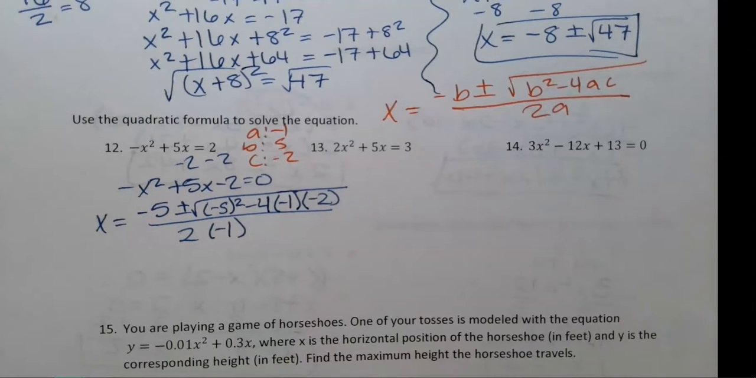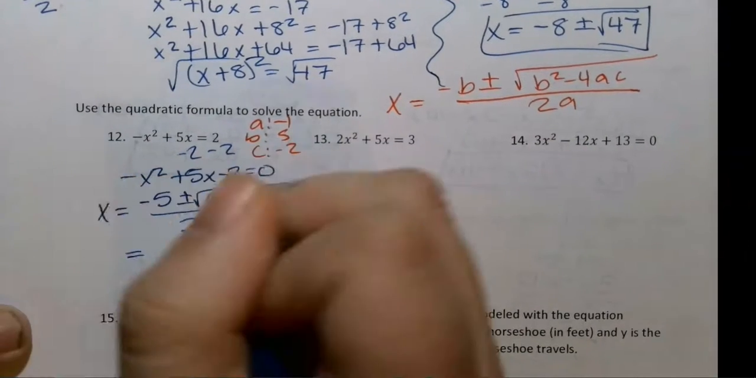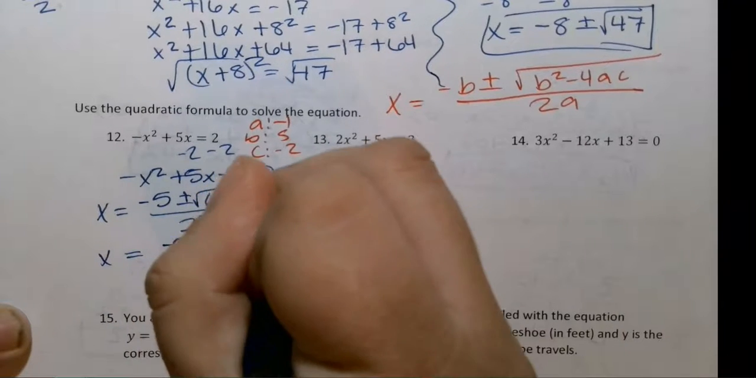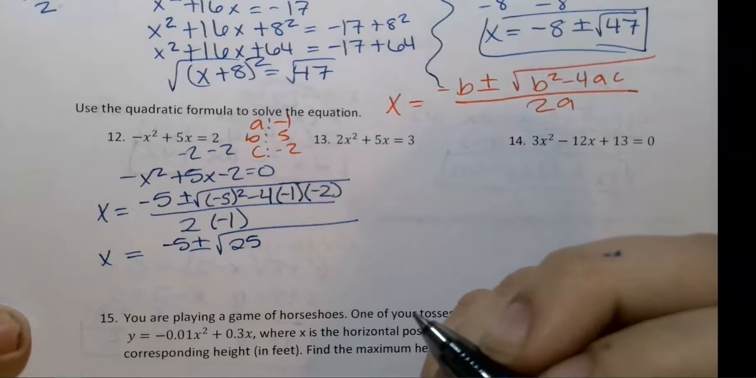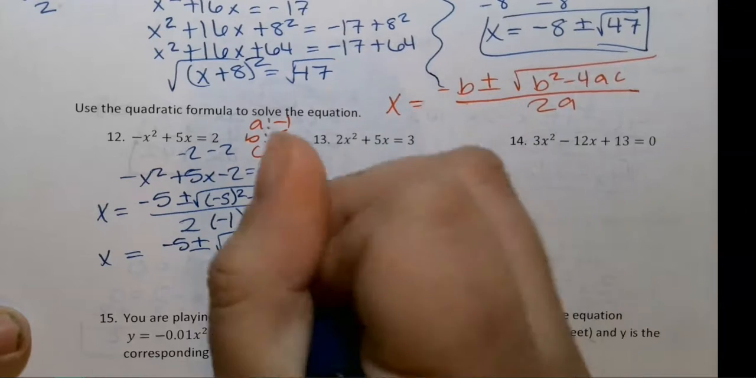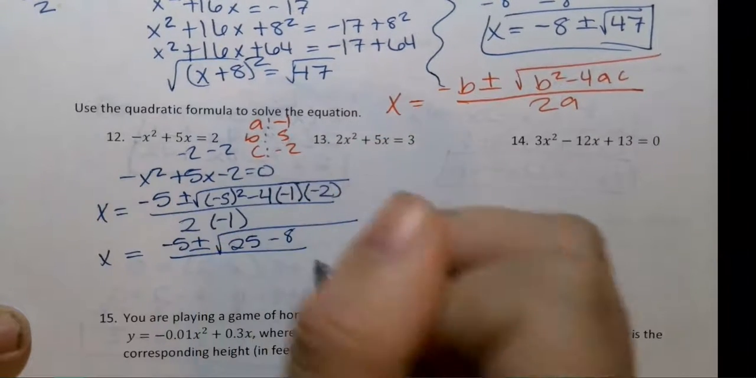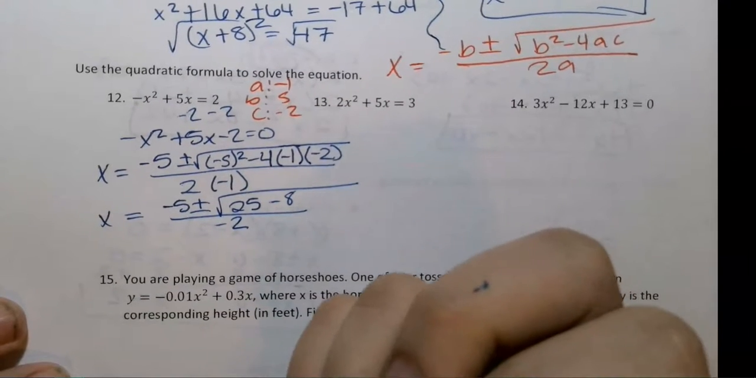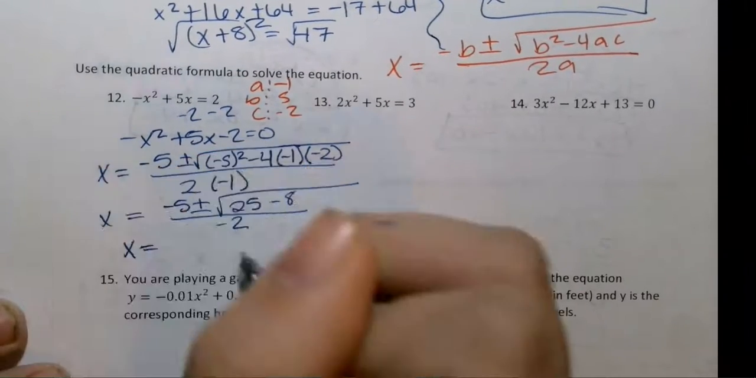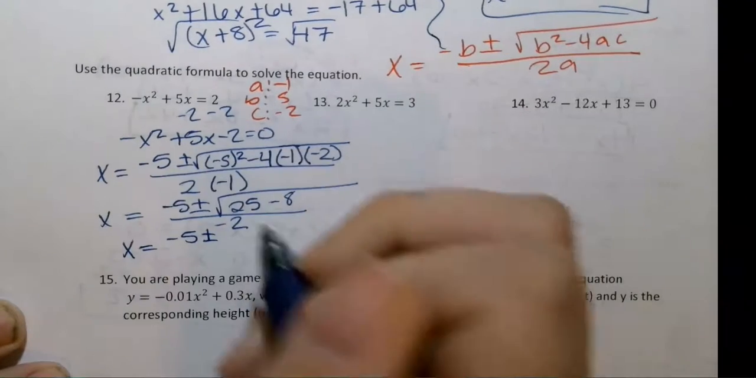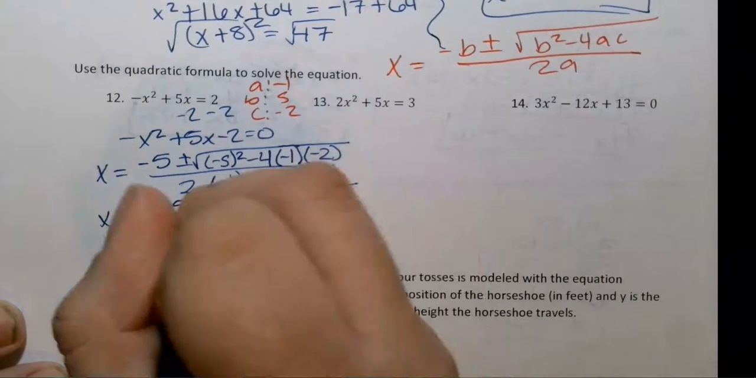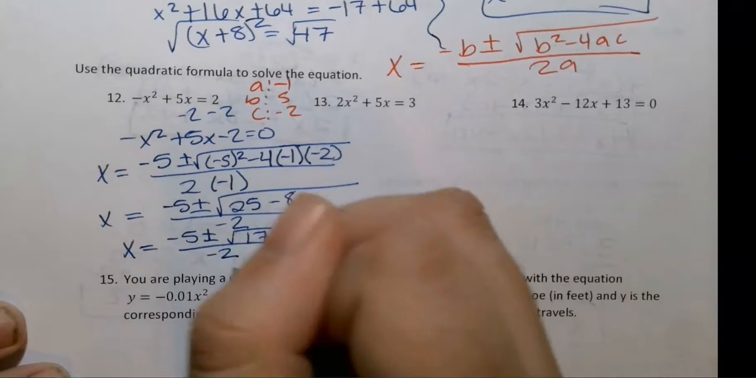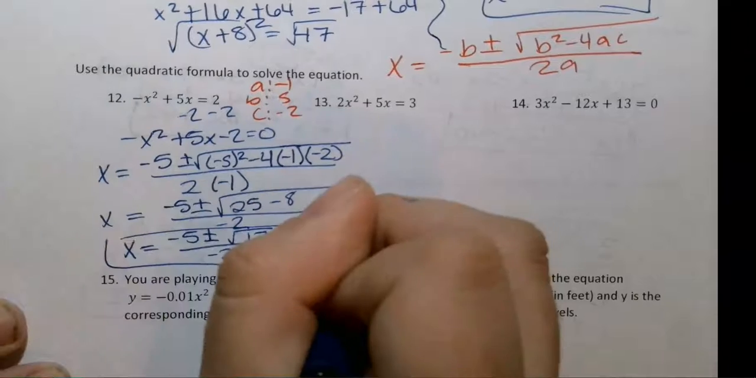Okay. Then I want to go ahead and simplify. So I have negative 5 still out front. Then negative 5 squared is going to turn into 25. Negative 4 times negative 1 is positive 4, times negative 2 is negative 8. 2 times negative 1 is negative 2. Again, I'm sorry for not giving us enough room. I'm going to get x equals negative 5 plus or minus 25 minus 8 is 17. And then negative 2 still on the bottom. I can't simplify 17, and 5 and 2 are not divisible, so my final answer stays like this.